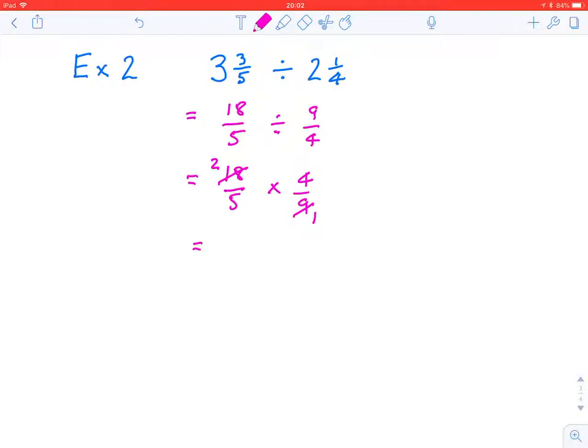Finished cancelling, so we multiply the numerators, 2 times 4. We multiply the denominators, 5 times 1. So that gives us 2 times 4 is 8, 5 times 1 is 5. And finally we change that back to a mixed number. 5 goes into 8 once, 3 left over, so it's 1 3/5. And that completes the recap.